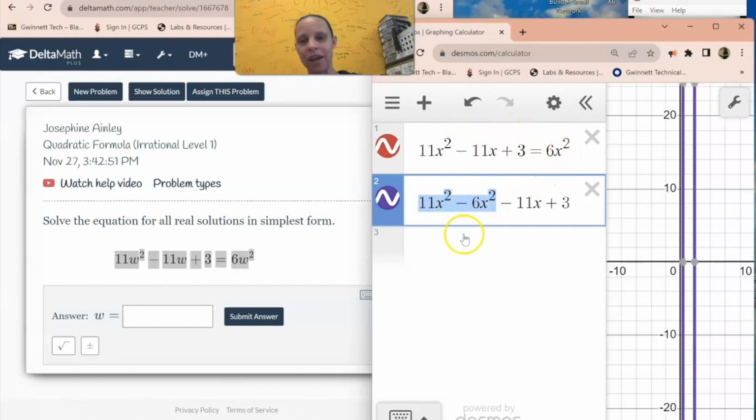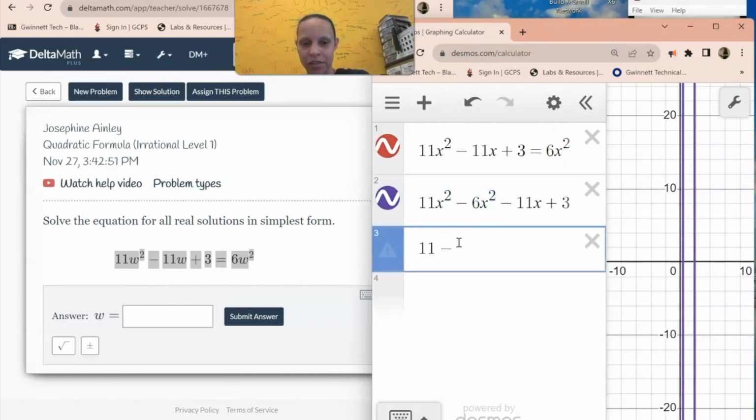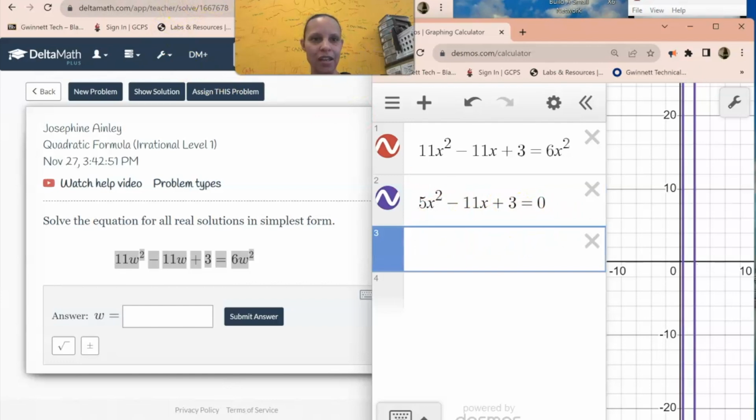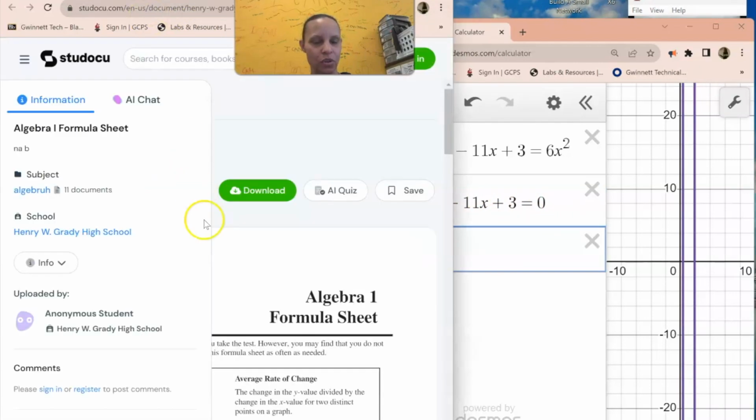So I have 11 minus 6. So 11 minus 6, so it's 5. All right, so let me change this whole thing to 5x squared. Did I change anything? So look at it. Okay, so we're just using the calculator to still do our work. Now I can see this is an ABC form. Once it's in ABC form, I can just go and put it into the quadratic formula.